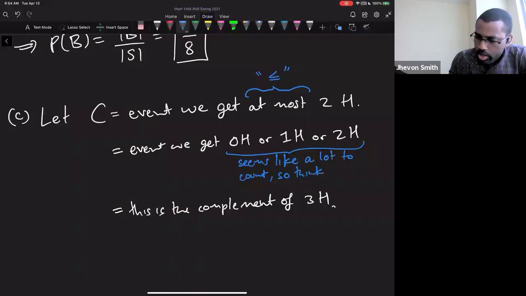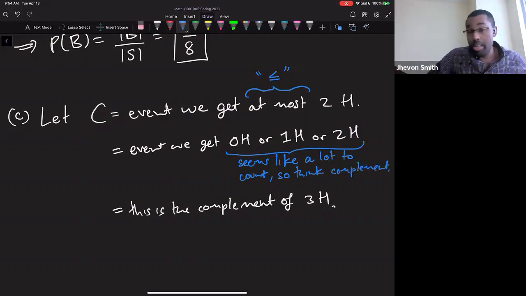Once you're in that situation, you want to start thinking about complements. The complement might not be the best way, but just the fact that it looks like, man, I'm going to have to count all possibilities in 3 different situations. It kind of looks like a lot. So I would probably just think the complement. The complement might be easier.